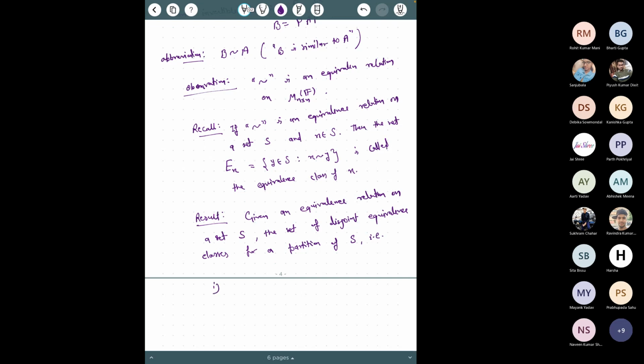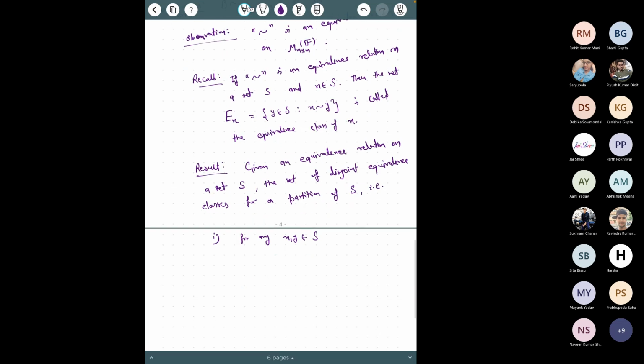That means if you collect only the disjoint classes, then for any two elements x and y in S, you can say either the equivalence class of x is equal to the equivalence class of y, or the intersection of Ex and Ey is empty. And second, S is the union of all these disjoint equivalence classes.